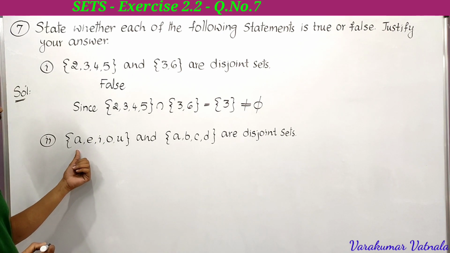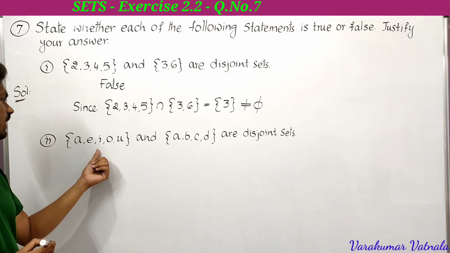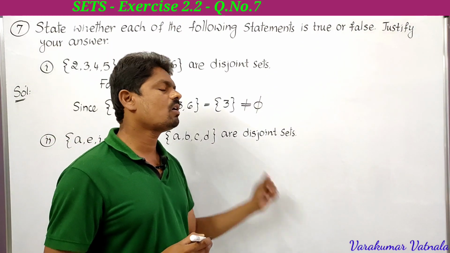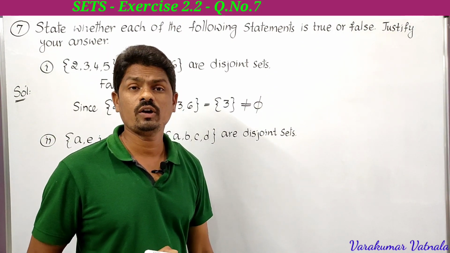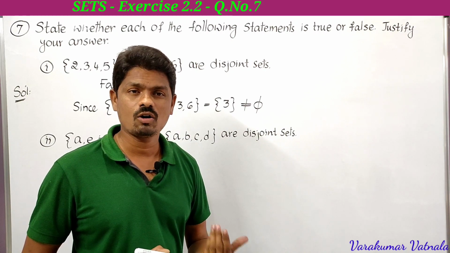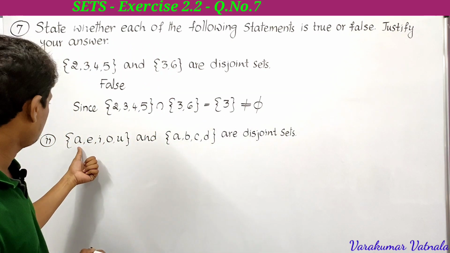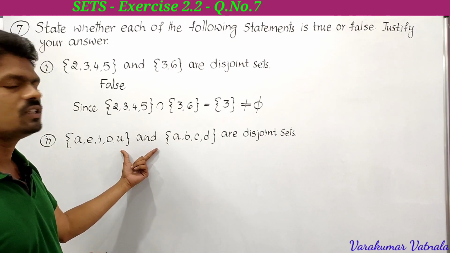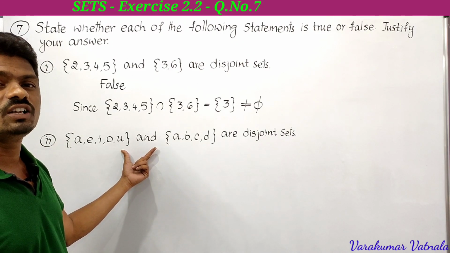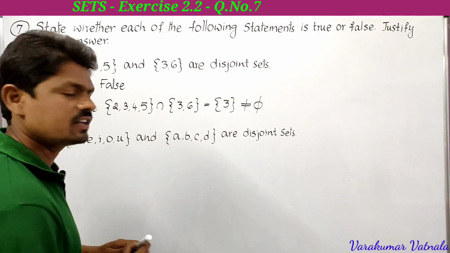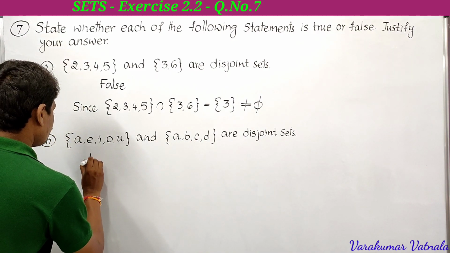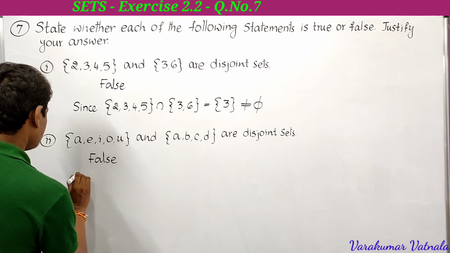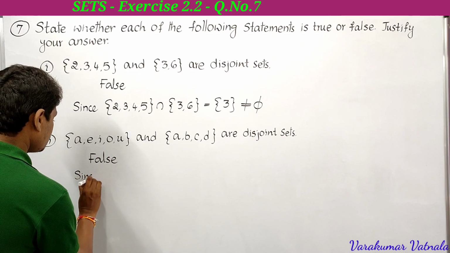Next, second one. A set of A, E, I, O, U and a set of A, B, C, D are disjoint. So again we have to check whether there are any common elements. Yes, here A is there, A is there. Yes, there is a common element. So here these two are not disjoint sets, but he has given disjoint. So it is also a false statement. False.